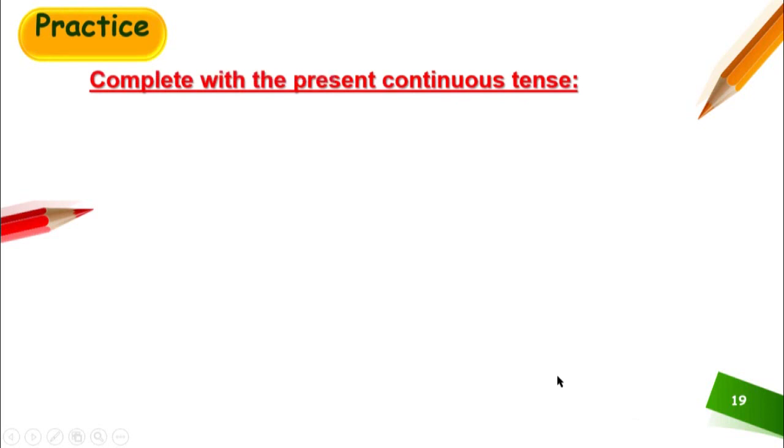Okay, let's have some practice. Are you ready? Think of these questions you have to complete with the present continuous tense. Number one: look. Look is a key word for what? For the present continuous. Look, it rain. So think of your answer.